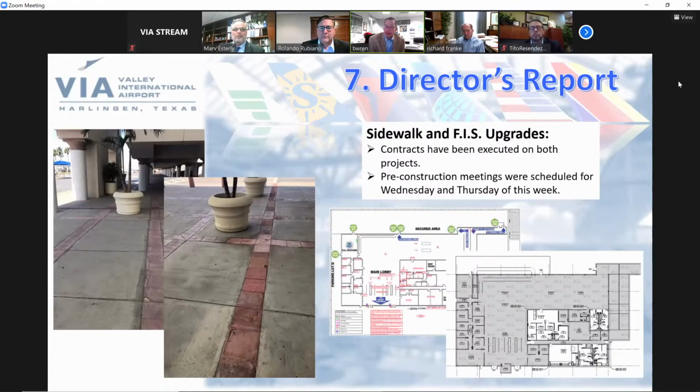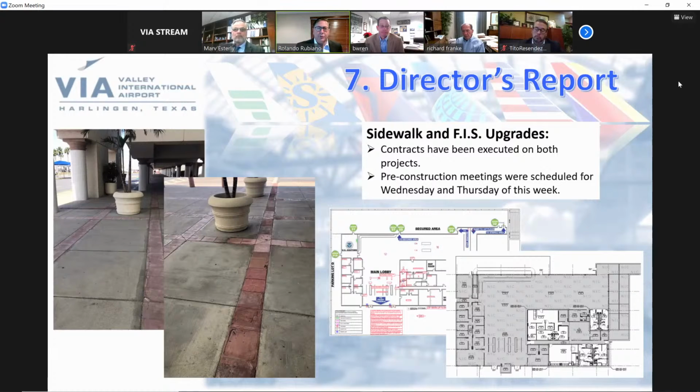So the sidewalk and FIS projects, it took a little bit, which is normal, about 30 to 60 days for the contractors to get their pay and performance bonds. Those have been completed. Both contracts were signed late last week, and we had a pre-construction meeting on both projects this last Wednesday, and both projects are going to start this coming week, and both are expected to take 90 days. The sidewalk, we're not concerned about time rather than quality of work, because once that's down, it's forever. So they're saying 90 days, but I'm suspecting it'll probably be closer to 120.